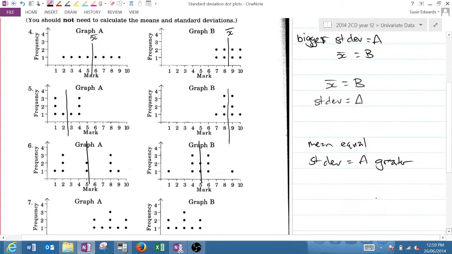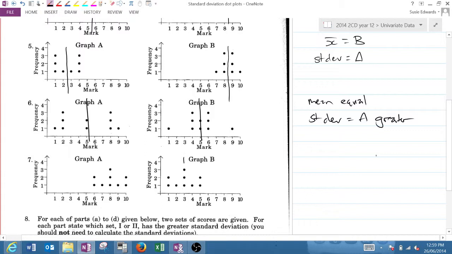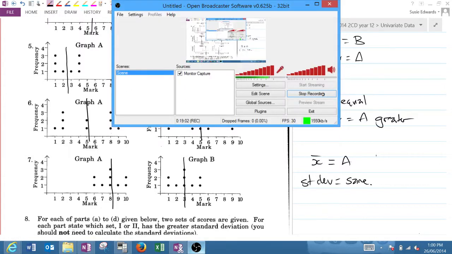Okay, this one's the last one. Which one has the higher mean? A. Standard deviation? They're the same. See how they're in the same pattern? They've got the same standard deviation. Is everyone okay with standard deviation? All right, we're done.